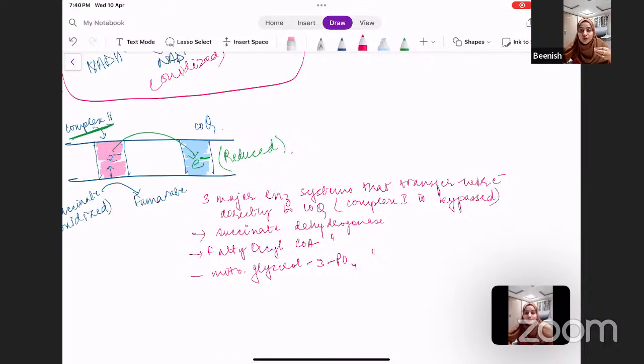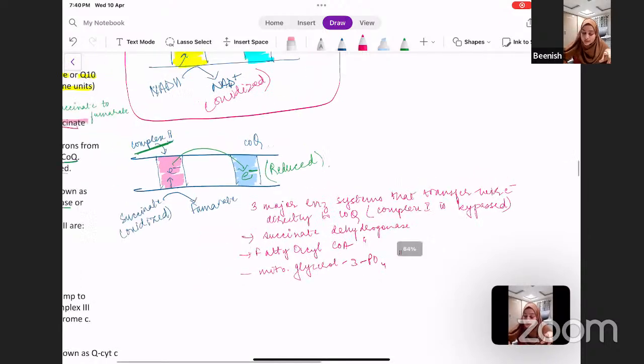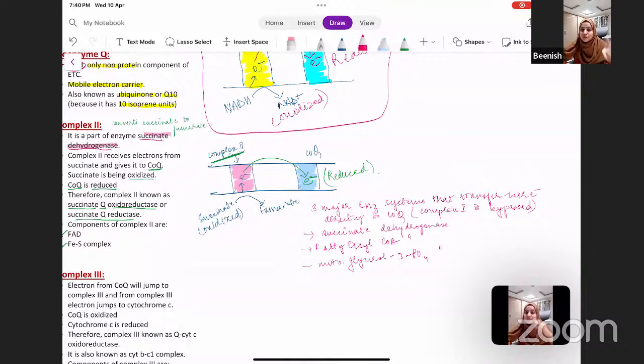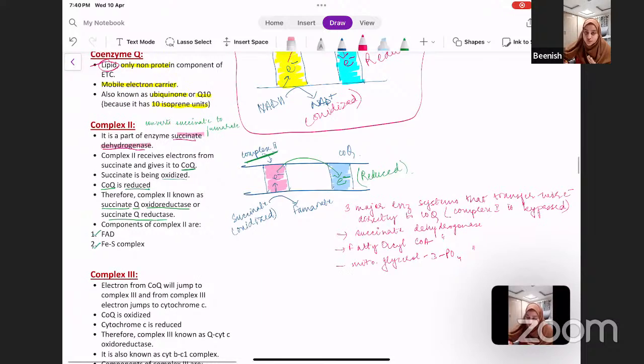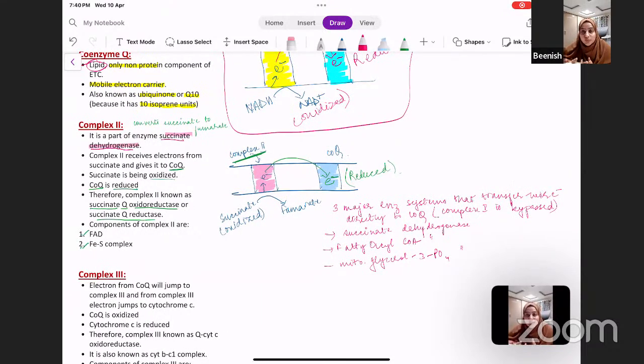So FADH2 will be giving its electron to complex 2 or directly to coenzyme Q. Complex 1 will be bypassed, and NADH will give its electron to complex 1. When the electrons are jumping from one complex to the other, it is an exergonic process and energy is released. But the energy released from complex 2 is not enough to act as a proton pump. We will see what a proton pump is later on. For now, just remember that complex 2 does not act as a proton pump, whereas complex 1 does act as a proton pump.